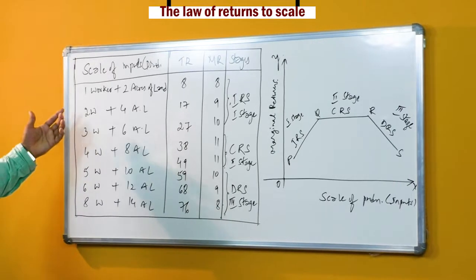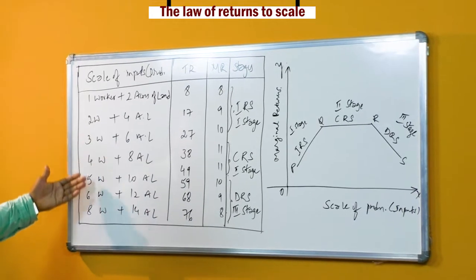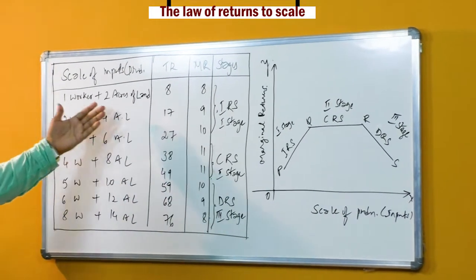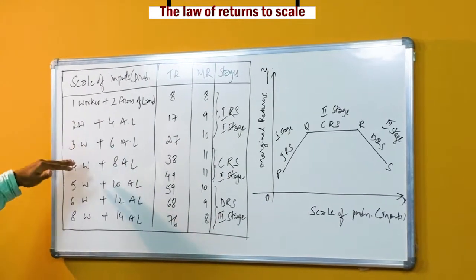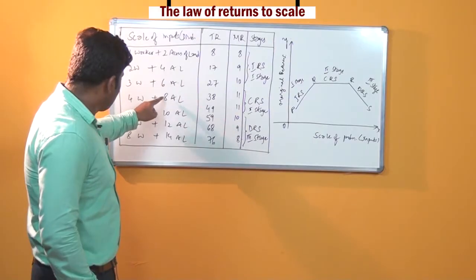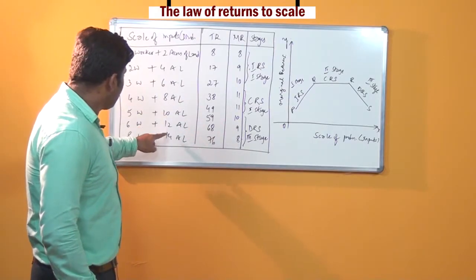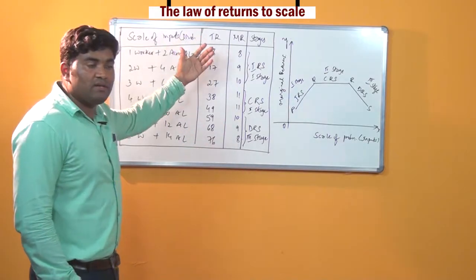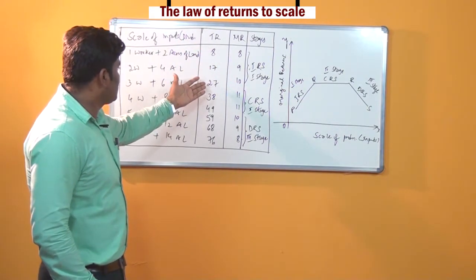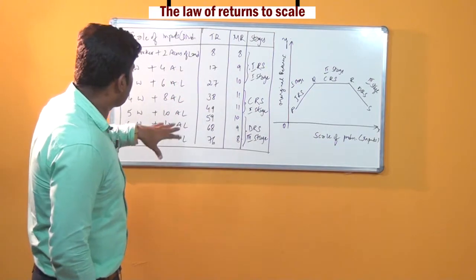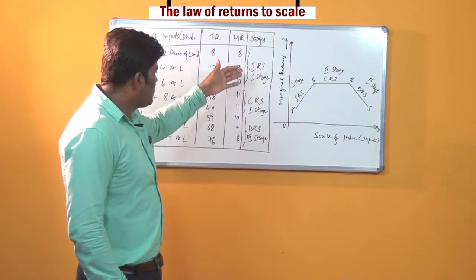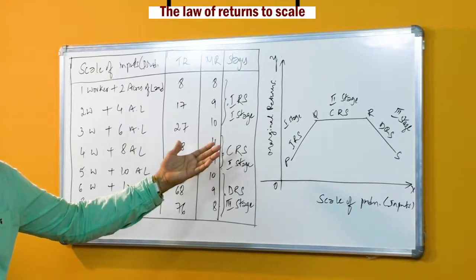As the firm uses more and more factor inputs in equal doses, at the first time it uses 1 worker plus 2 acres of land, and in the second time 2 workers per 4 acres. Likewise, the firm keeps on increasing in equal doses again and again. The total revenue increases at the first stage at an increasing rate.